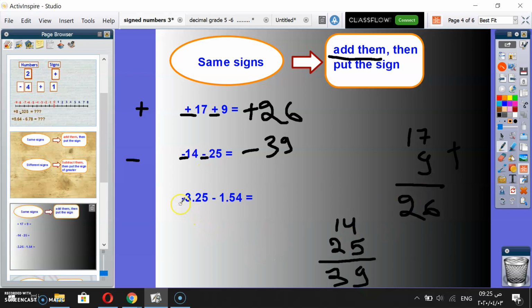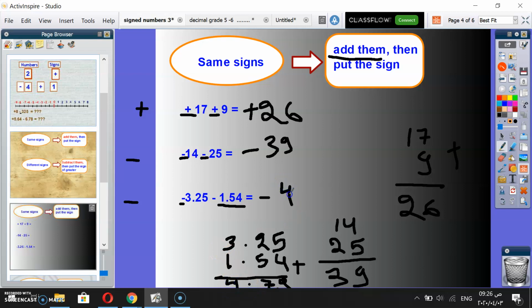Third example, minus 3.25 minus 1.54. So the sign of 3.25 is negative, and the sign of 1.54 is also negative, so same sign, which is negative. So I should add them and put the sign. So here is the sign, and I add them. So 3.25 plus 1.54. 5 plus 4 is equal to 9. 2 plus 5 is equal to 7. 3 plus 1 is equal to 4. So minus 4.79.